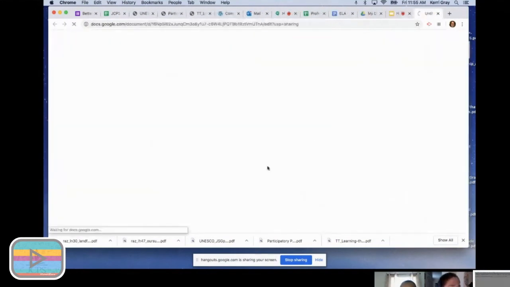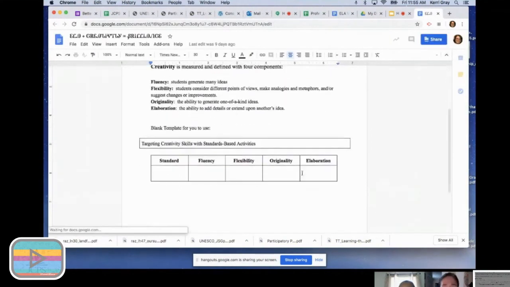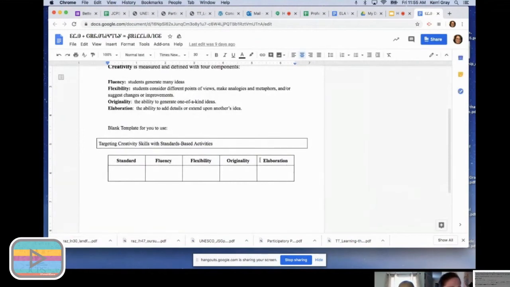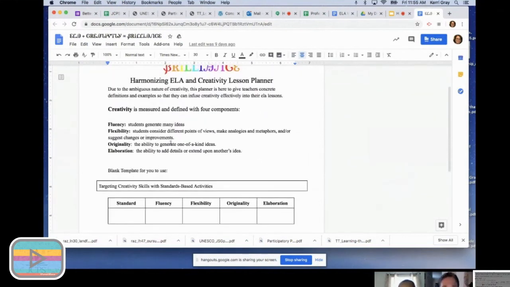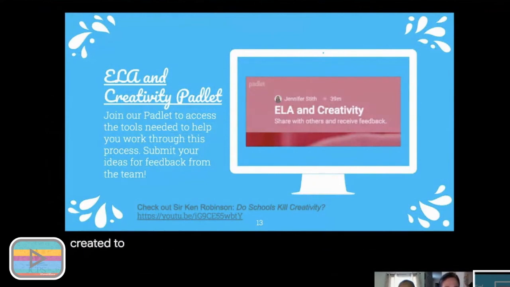And we have also created a tool that looks like the tool we've been using, where you can make a copy and plug in your standard and go ahead and start brainstorming your ideas for fluency, flexibility, originality, and elaboration. We've included the definitions of each up at the top to help you remember what students are expected to do with each skill and creativity. So that's there as a planner for you. And then lastly, I'll let Jenny speak to a Padlet that was created to help as well.